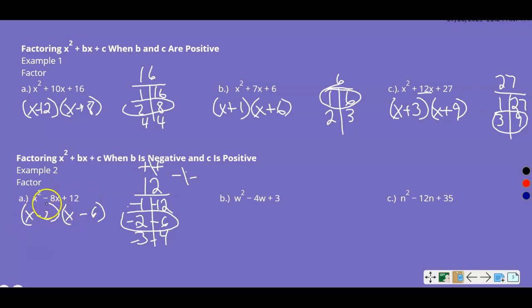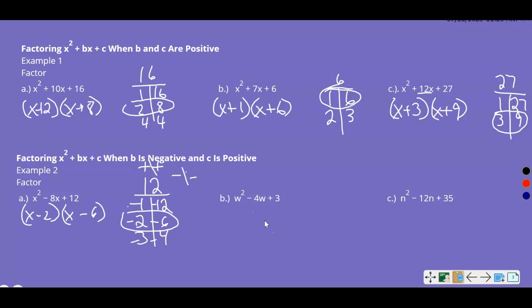All right, so x times x is x squared. x times negative 6 is negative 6x. Negative 6x plus negative 2x is negative 8x. Negative 2 times negative 6 is positive 12. So you can quickly see that, again, factored form does in fact equal, or is equivalent to, standard form.